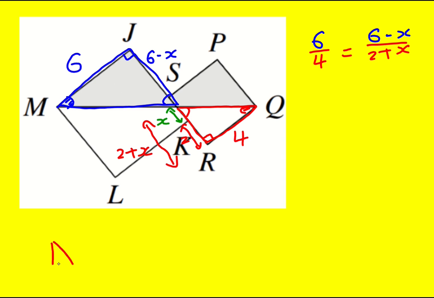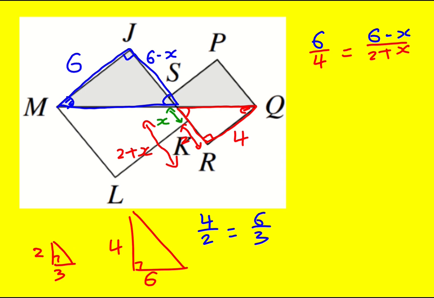I want to give you another example just to convince you. Let's say this was 2 and this was 3, and this was 4 and this was 6. This one's twice as big. They're similar triangles. How do you know they're twice as big? Well, you can just look at it, but you can also get it by dividing the sides, doing 4 divided by 2 to get the scale factor, but also by doing 6 divided by 3. That's what I'm doing here. I'm saying the scale factor is 6 divided by 4, but I can also get it by doing 6 minus x divided by 2 plus x. That is an equation I can now solve.